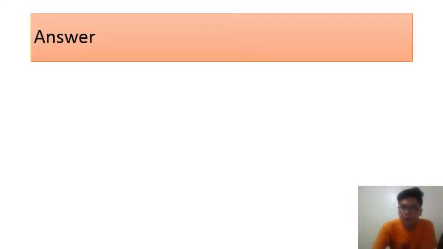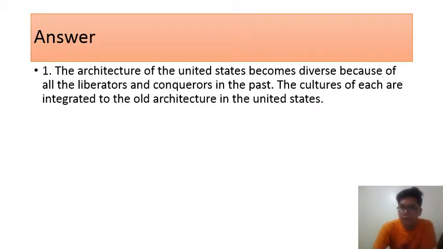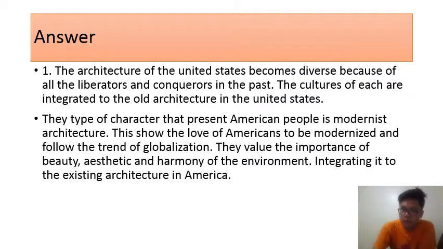Now, the answer to the first question is that the architecture of the United States became diverse because of all the liberators and conquerors in the past. The cultures of each are integrated into the old architecture of the United States. For the second question, the type that represents the American people is modernist architecture. These show the love of Americans to be modernized and follow the trend of globalization. They value the importance of beauty, aesthetic, and harmony with the environment, integrating it into the existing architecture in America.